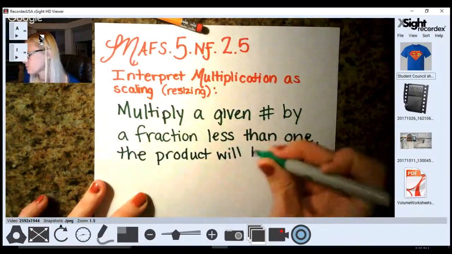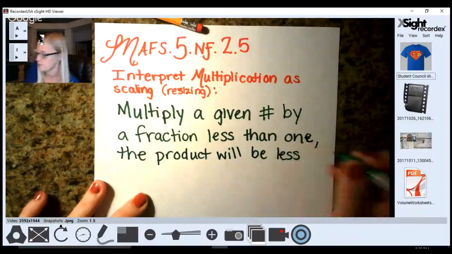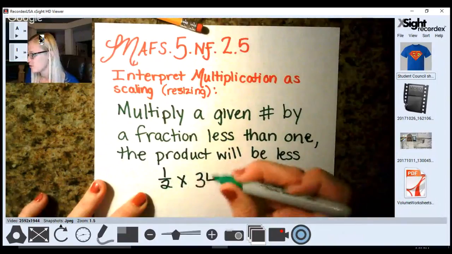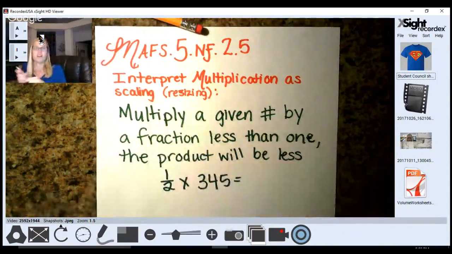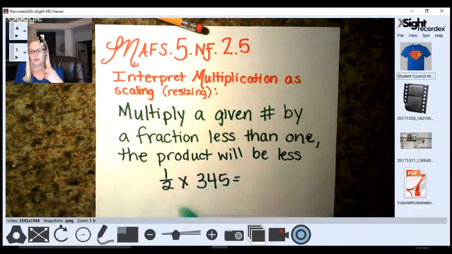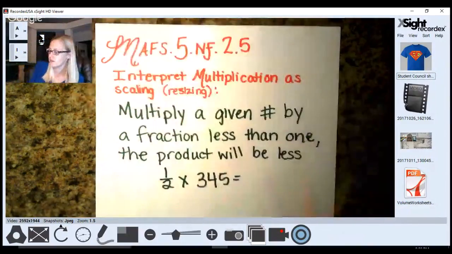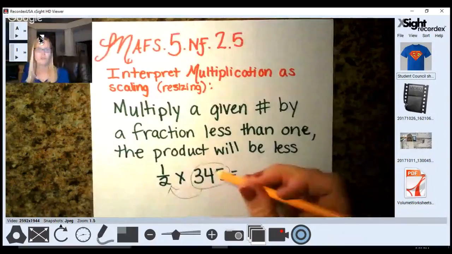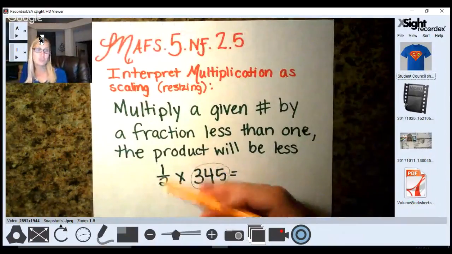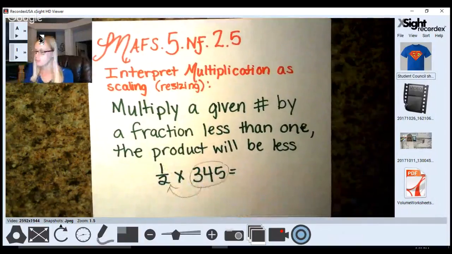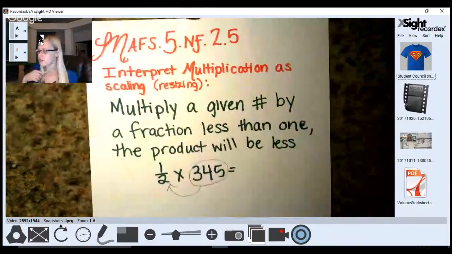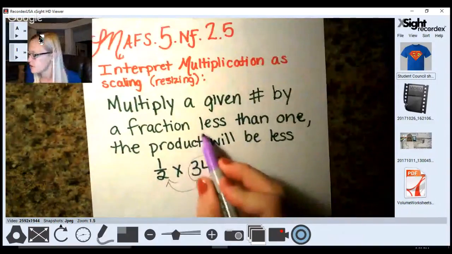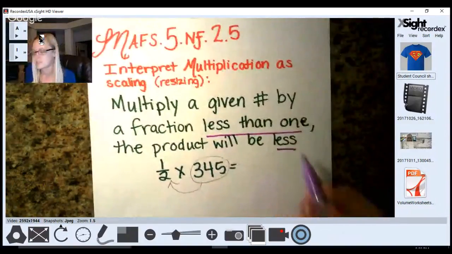So an example of that would be something like if I said 1/2 times 345. If they said compare 345 to 1/2, I know that if I'm multiplying 345, my answer is going to be less than 345 because, again, I'm cutting it into 2 parts and I'm only keeping one of those equal shares. So that's your example for that. Then we have another rule. So this one is if I'm multiplying by a number less than 1, my product is going to be less than the given number.